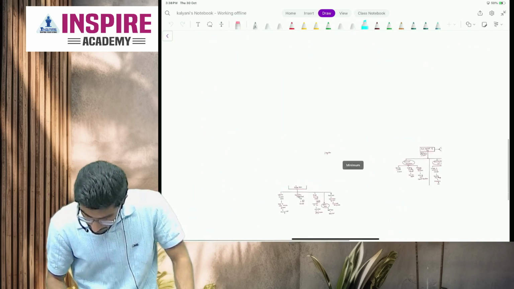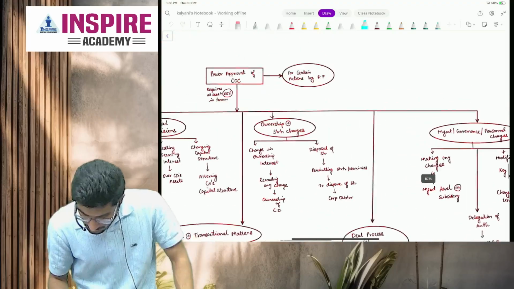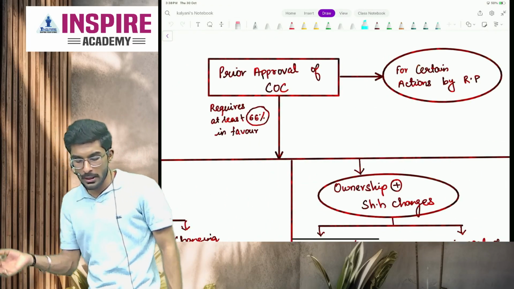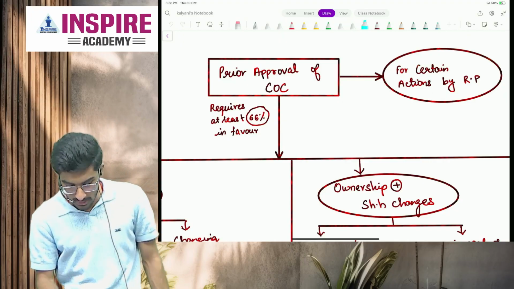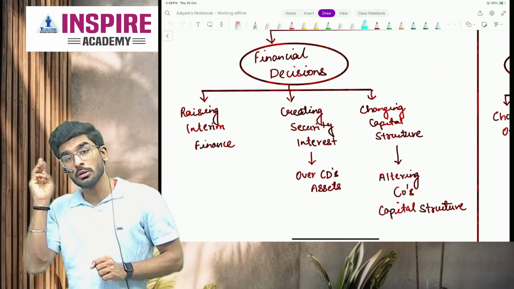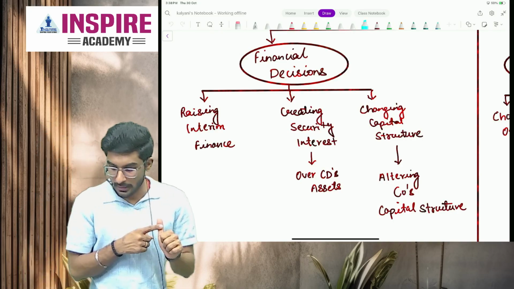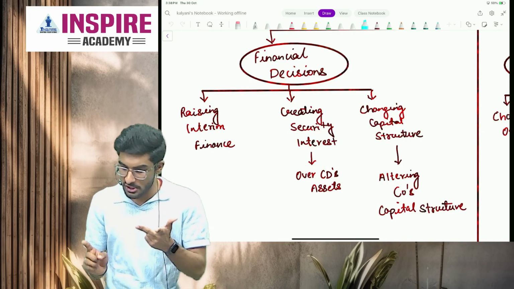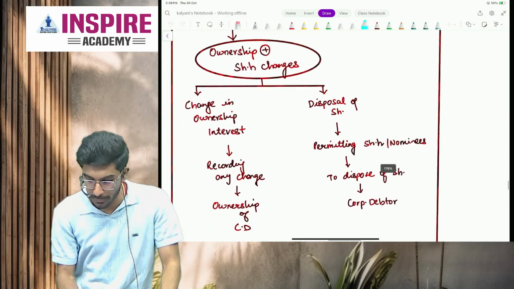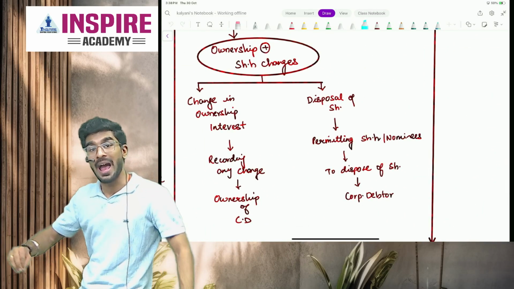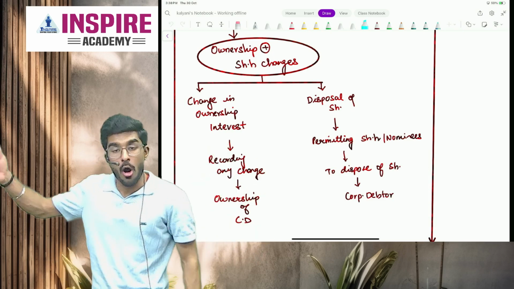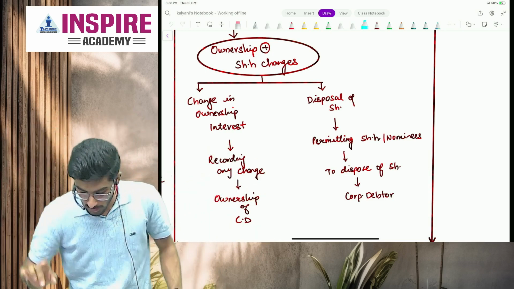Yes. For certain actions by RP, it requires 66% in favor. Number one is financial decisions. What are the three financial decisions? Raising interim finance, creating security interest, and number three is changing the capital structure. Yes or no, people? Next is ownership and shareholding changes: change in the ownership interest and disposal of shares.